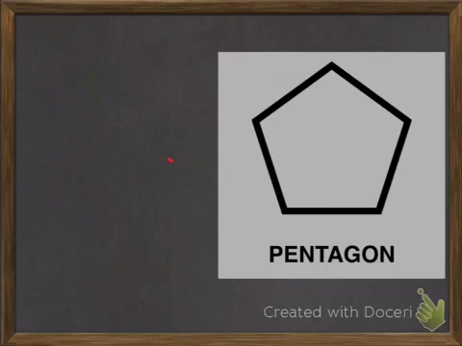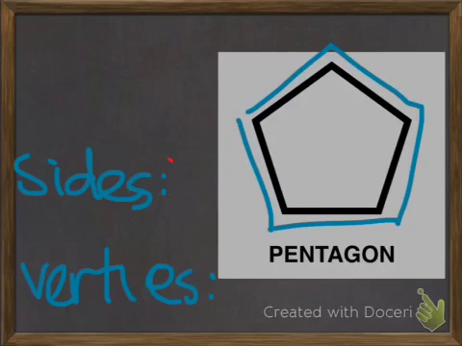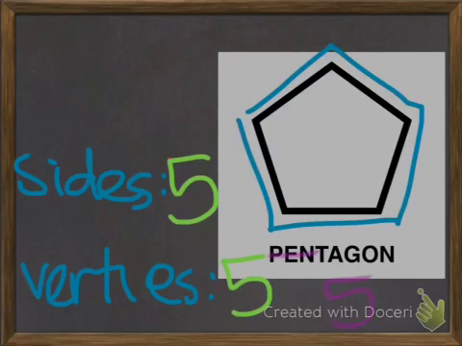Next one. The next one's a pentagon. Let's count how many sides and how many vertices. Pentagon has 1, 2, 3, 4, 5. And our clue for pentagon, remember our clue for pentagon was what? Pen. Pentagon. You hold your pen with 5 fingers. So a pentagon has 5 sides and 5 vertices.